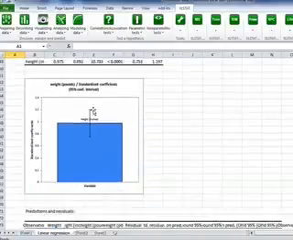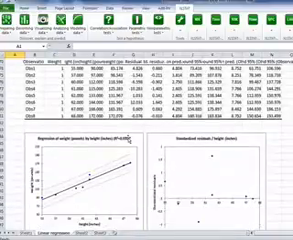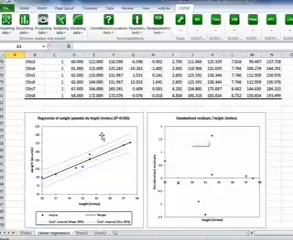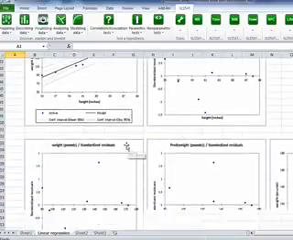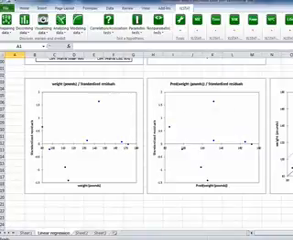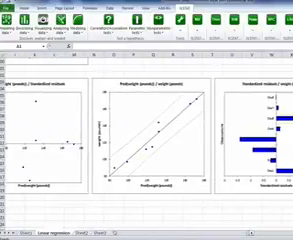And scrolling down, here's some residual calculations. Here are the residual plots, the first of a few. This is the regression equation plotted. And you can see that we have some standardized residuals here and here. And just moving to the right, you'll see that we have other plots as well.